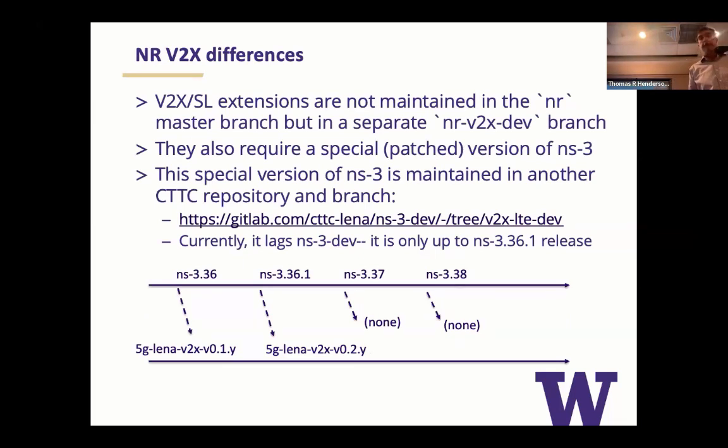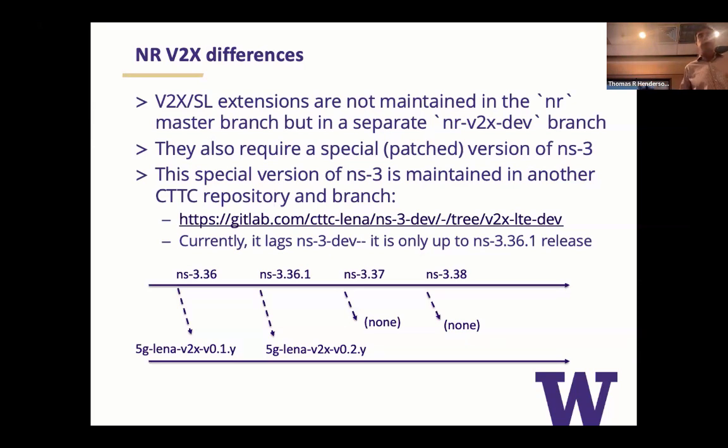V2X is a little bit different. These extensions are not maintained in the master branch, but they're stored in a separate NR V2X dev branch. And they also require a special patched version of NS3 because they make some extensions into the LTE directory. So the upper layers of the V2X stack presently are leveraging code that's in the LTE directory, and some extensions were made there to support sidelink. So this special version of NS3 is also maintained in another CTTC repository and branch.